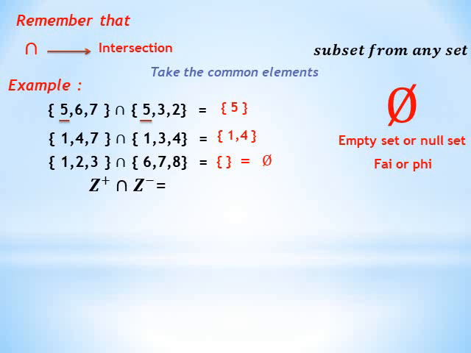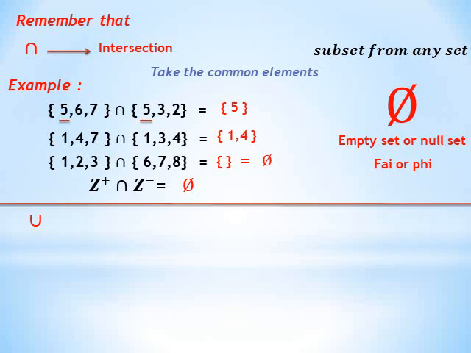What about Z positive intersect with Z negative? Z positive is the positive numbers, just 1, 2, 3, 4, and so on. Negative numbers means negative 1, negative 2, negative 3, and so on. So did we find anything common between them? No. We didn't find anything common between Z positive and Z negative. So it will be phi. I don't find any number common between them.